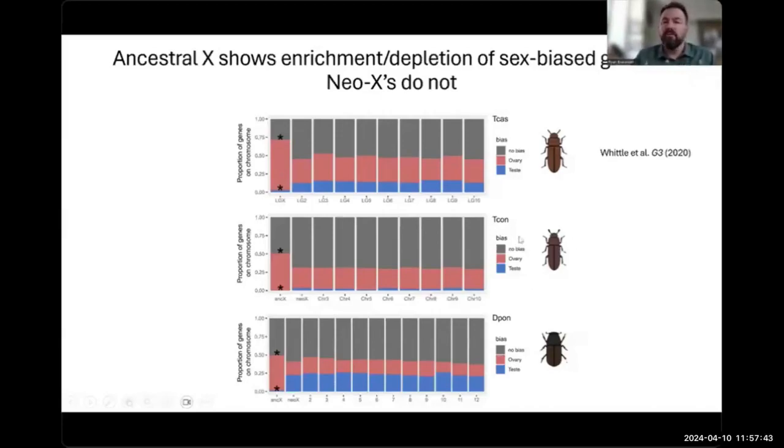When we turn our attention to Tribolium confusum, which has a neo-sex chromosome, we see that same bias. So we see an ovary bias for the ancestral X, as well as a depletion in testis-specific genes. However, for the neo-X, it looks primarily like an autosome for the most part. We see the same pattern when we turn to Dendroctonus ponderosae, where we see this ovary bias and a depletion of testis-biased genes on the ancestral X. However, the neo-X again seems to look very similar to autosomes, so it's not showing any kind of sex-biased expression in this case.